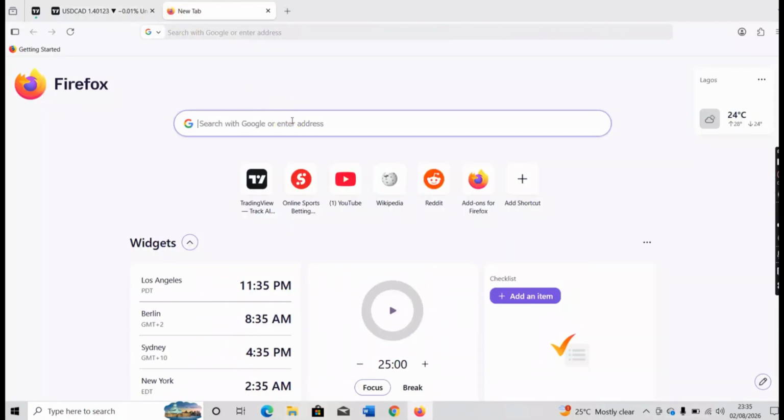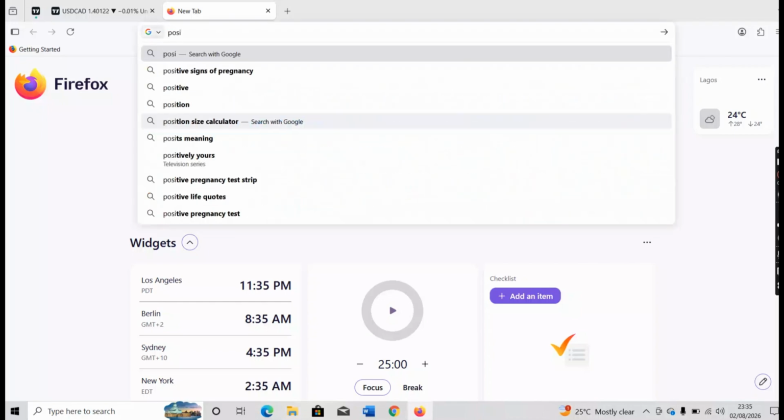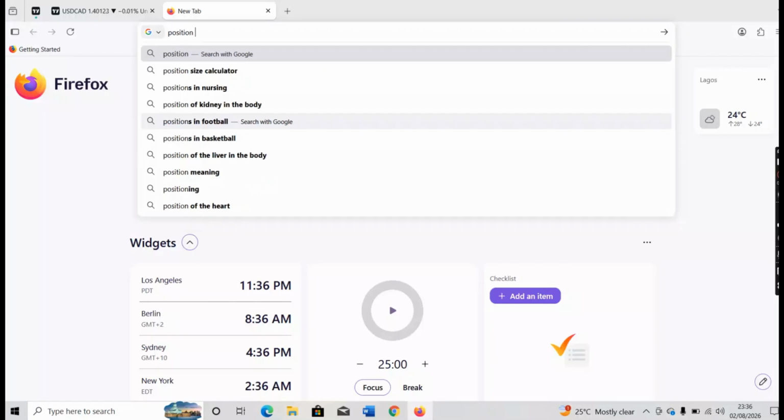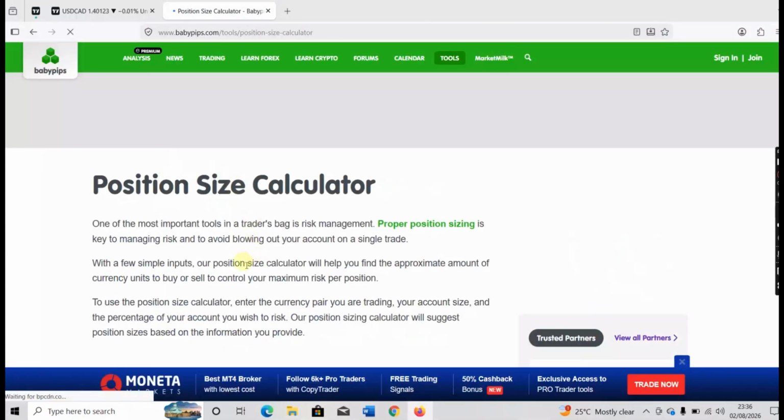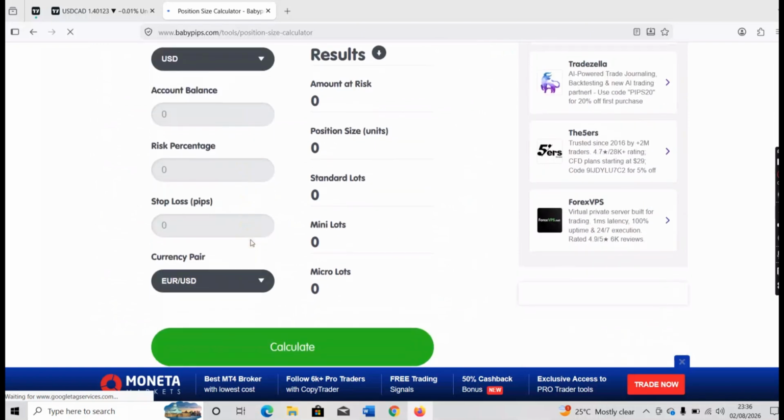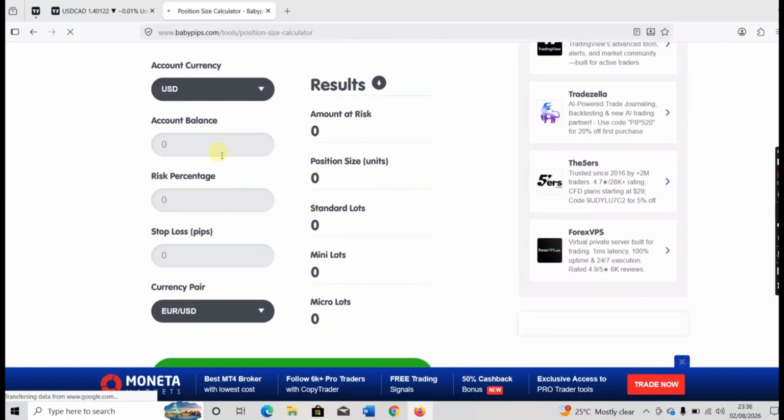Some of you keep asking me how I get a proper lot size. So this is how I do it. Go to your browser, type position size calculator, the one by Baby Pips. Click it. There's a lot of different ones. You can go ahead and use it, but this is the one I'm most familiar with. I use it all the time.